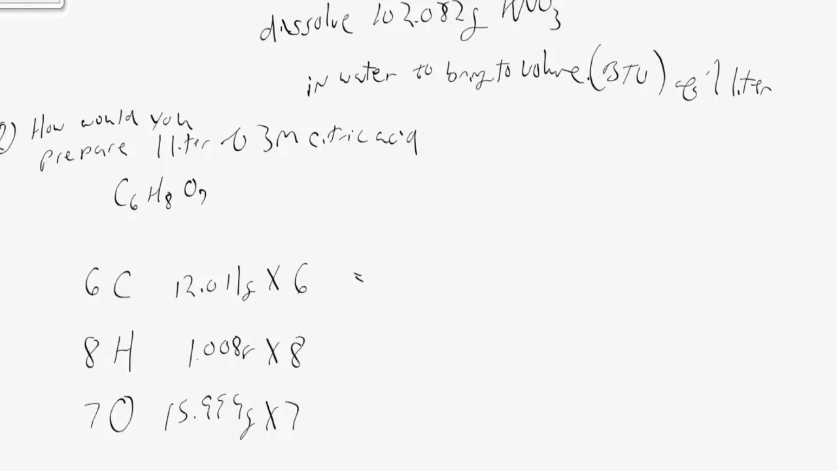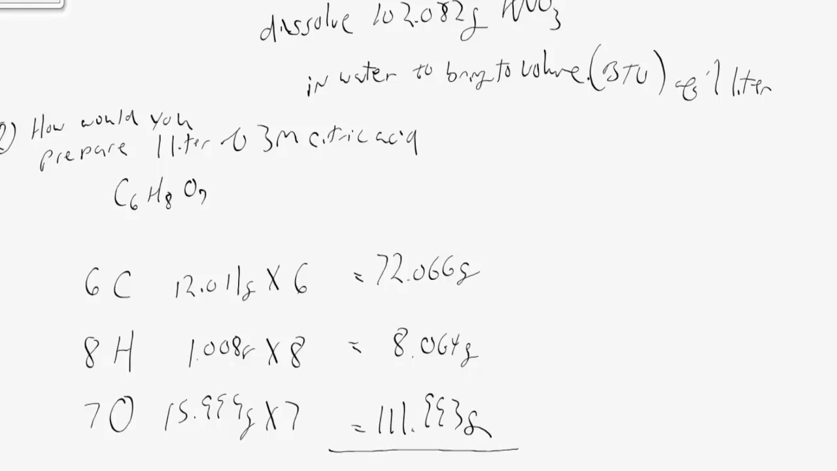And so we multiply those, so for carbon we get 72.066 grams. For hydrogen we get 8.064 grams. And for oxygen we get 111.993 grams. So we sum those up, we get 192.123 grams per mole of citric acid.